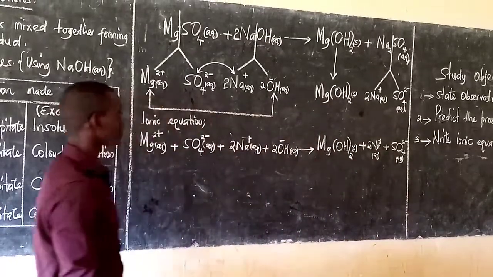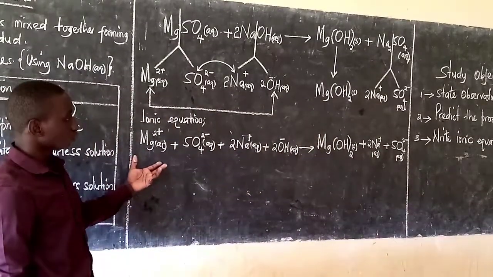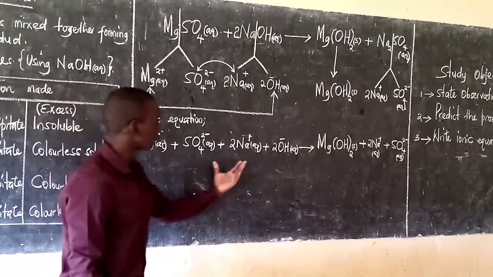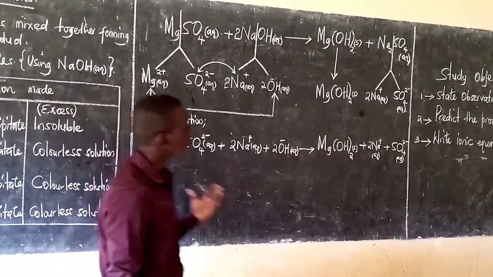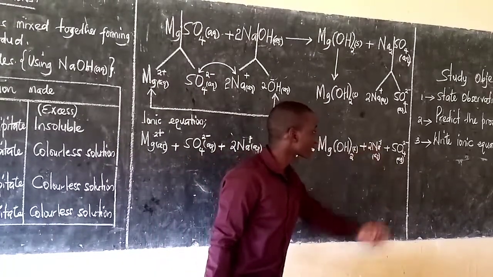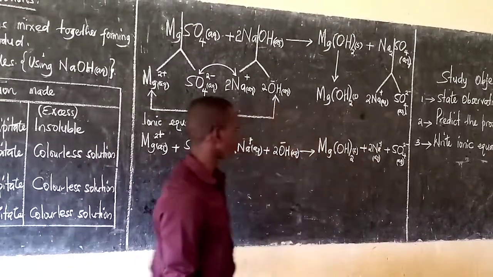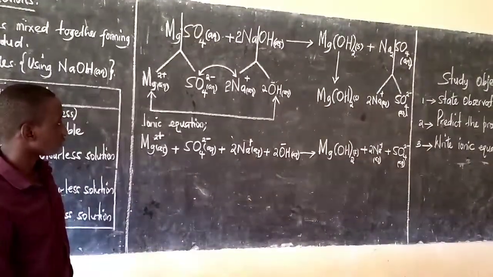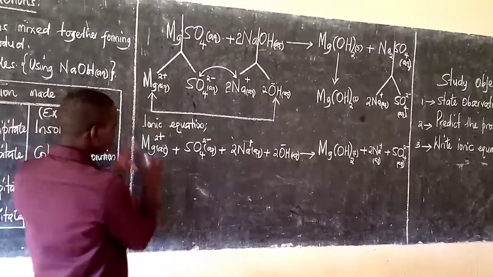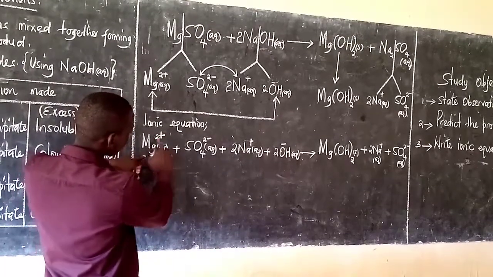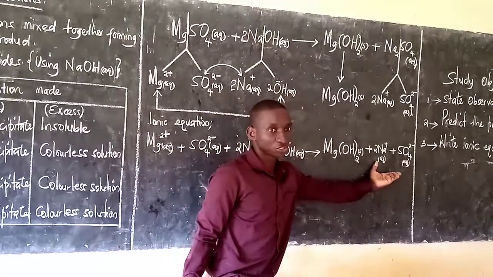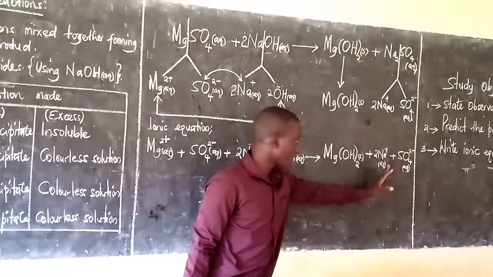Next step, we cancel out what we call spectator ions. If we see an ion appearing on the reactant side, at the same time it is appearing on the product side, but when it is exactly the same, it means that one is a spectator ion. So we cancel out those spectator ions. We go slowly. Magnesium 2 plus is this side. Look for magnesium 2 plus this way. It is not anywhere. So that one remains.